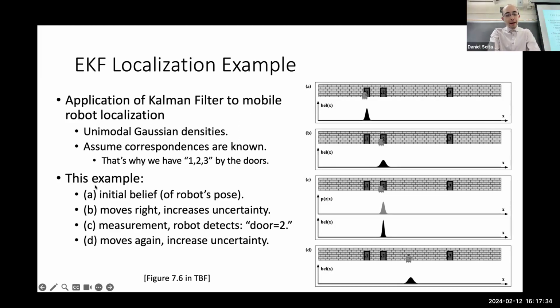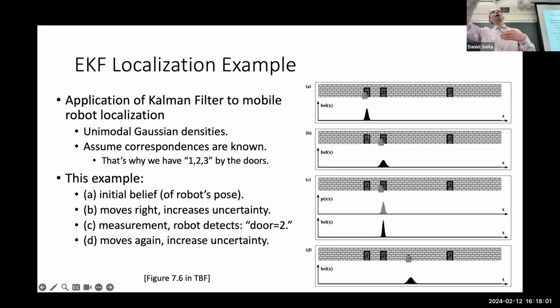Yeah, and then in this example, what's going on here is, A here is like the initial belief of the robot pose. So this is position tracking, which is the easiest type of localization. You just assume, okay, here is the position of the robot. We know its position with some amount of Gaussian noise, right?